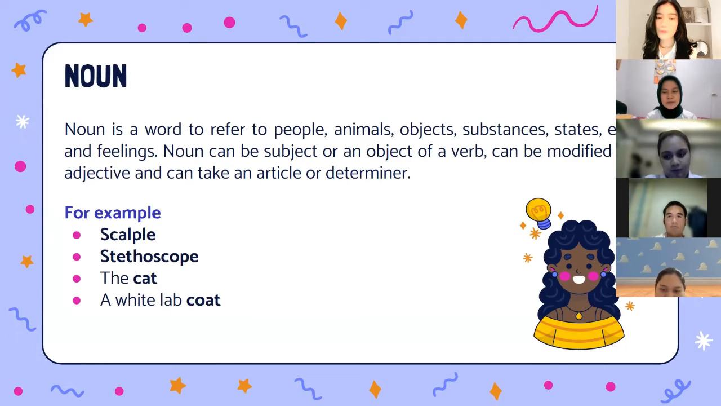For the first one, there is noun. Noun is a word to refer to people, animals, objects, substances, states, events, and feelings. Noun can be a subject or an object of verbs, can be modified by an adjective, and can take an article or determiner. Examples of nouns are scalpel, stethoscope, the cat, and the last one is a white lab coat.